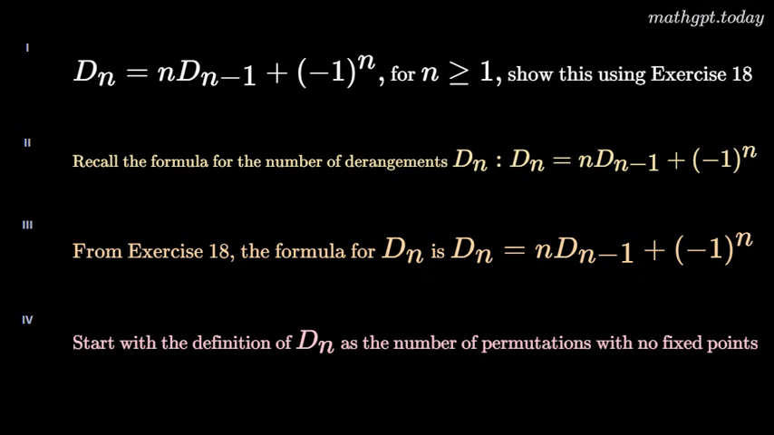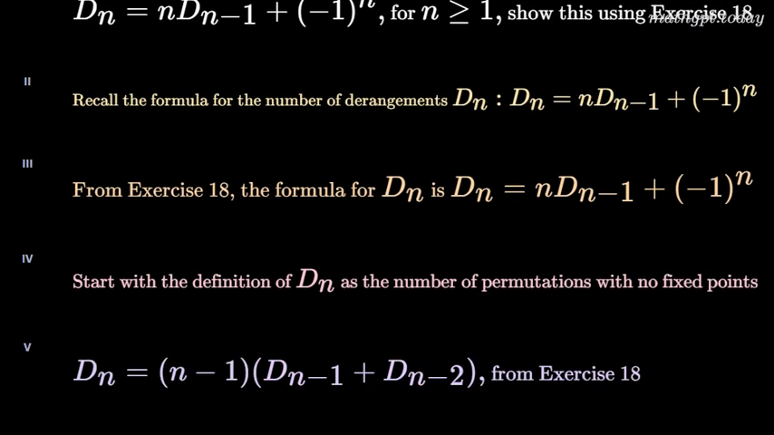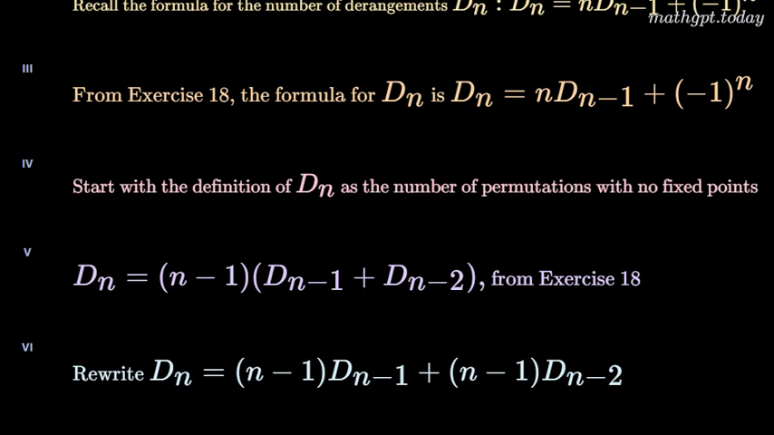We start with the definition of d_n, which counts permutations with no fixed points. According to exercise 18, d_n can also be expressed as (n-1) times (d_{n-1} plus d_{n-2}). We can rewrite d_n as (n-1) times d_{n-1} plus (n-1) times d_{n-2}.